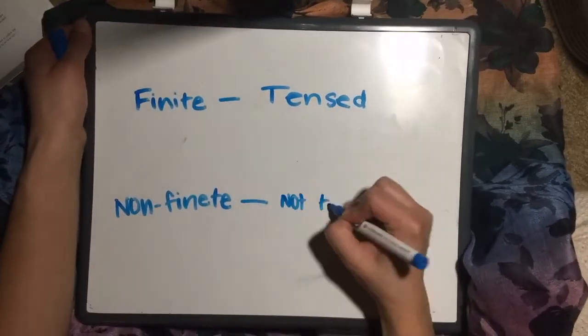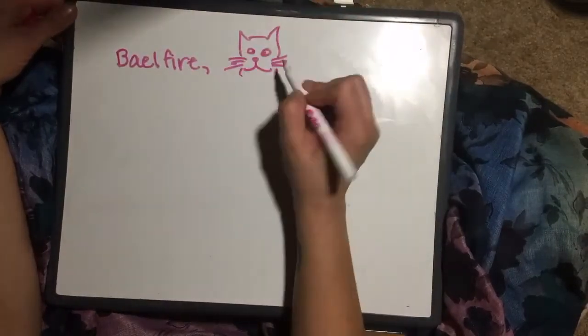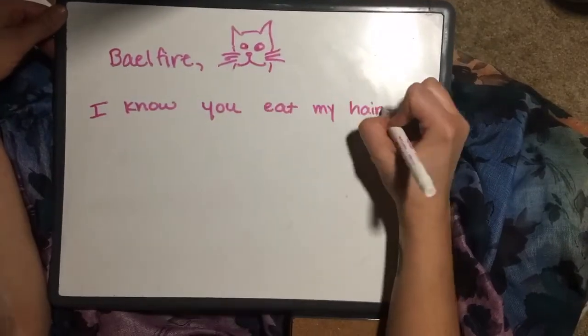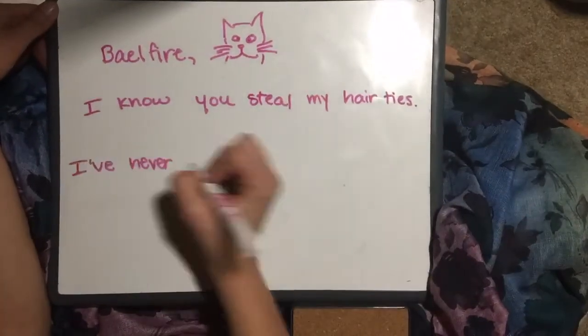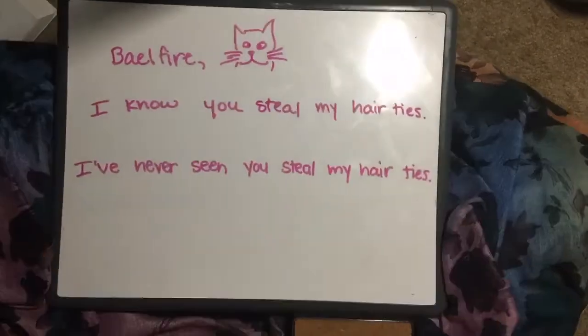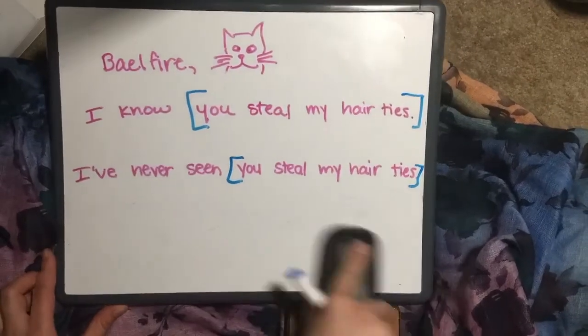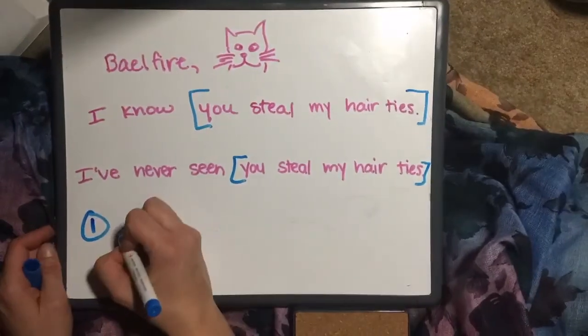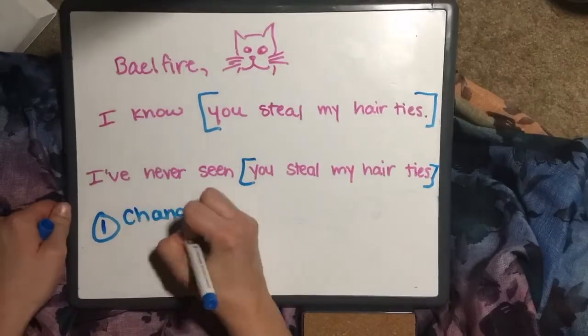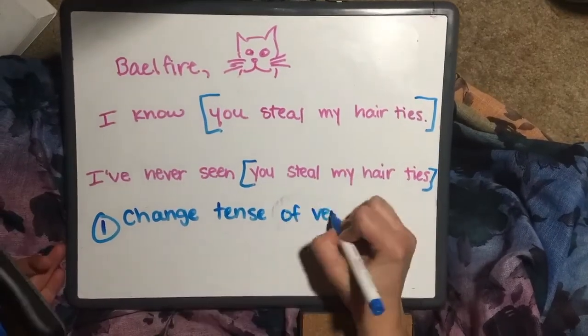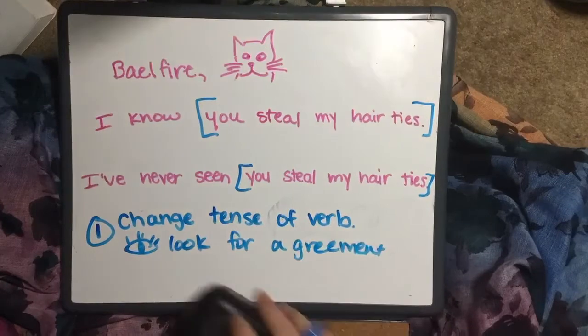So another way that we can classify clauses is whether they are finite or not finite, tensed or not tensed. Although it might seem simple, there are some times where it's ambiguous. For example, these sentences. Bellfire, I know you steal my hair ties. I've never seen you steal my hair ties. These clauses may look the same, but let's do some tests to see if they're finite or not finite.